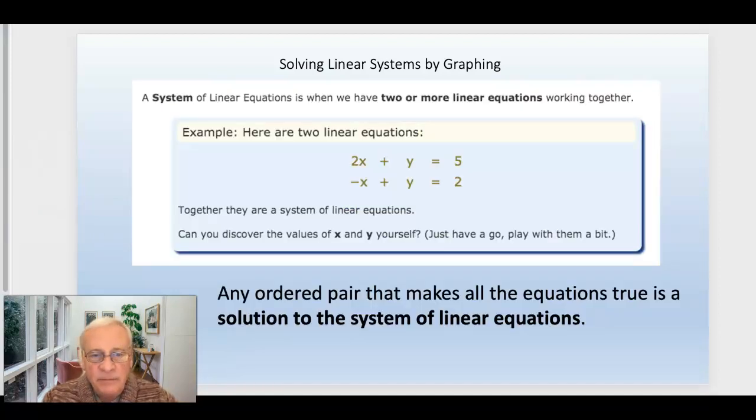But a system of linear equations is when we have two or more linear equations working together. An example here, here are two linear equations. You can try and figure out what the x and the y are here by yourself if you want. You can pause the video. Any ordered pair that makes all the equations true is a solution to the system of linear equations. But it has to make all the equations true.